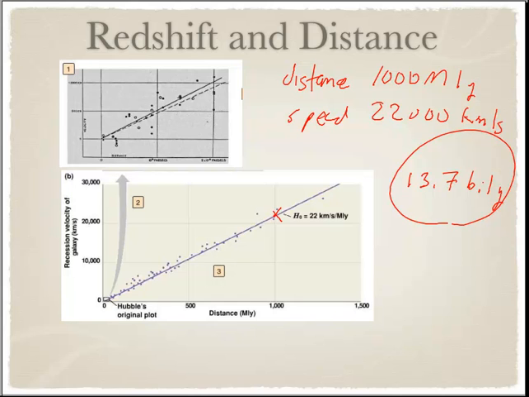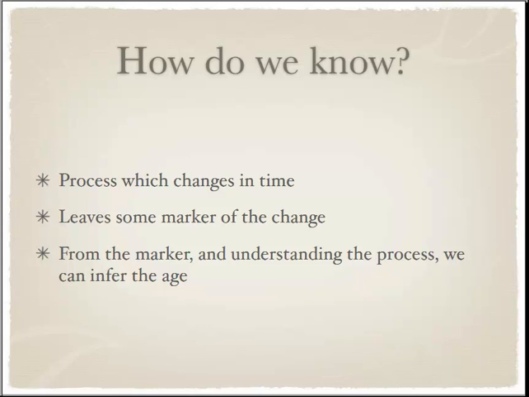And it all comes down again to a process that changes in time, leaves some marker of the change, and from that marker and our understanding of the process, we can infer the age of the particular object.